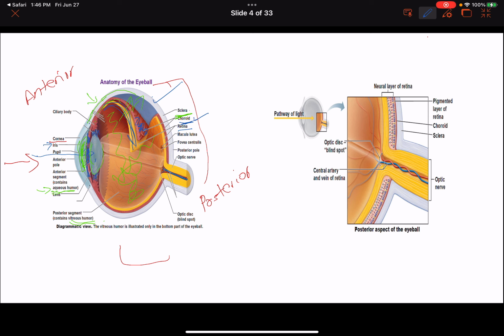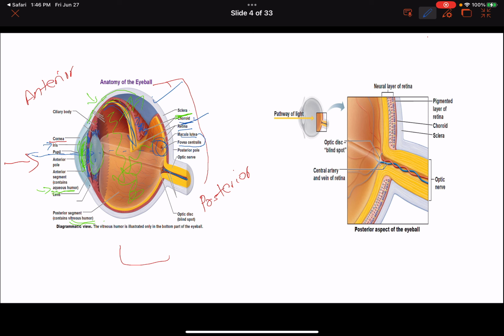Here you can see the spot over here. That's called the fovea, the macula lutea. The pointy part over here is the fovea centralis. If light hits over here with the image, you see perfect vision. You see clearly because there are a lot of rods and cones accumulated in this region.